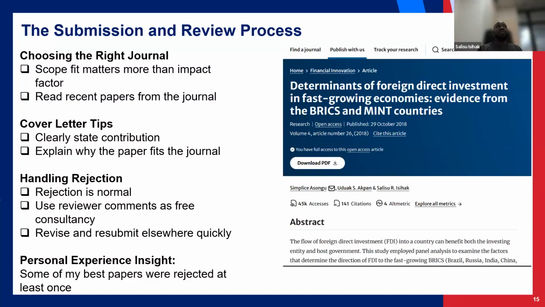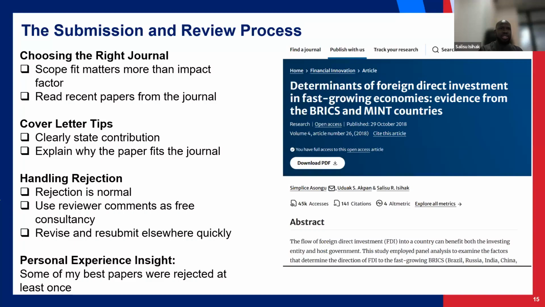So this is where actually the main work starts. So let's assume you have your manuscript from idea to paper. You are able to follow the IMRAD structure. You have your paper. You have everything. And the next thing is actually the submission and the review process.